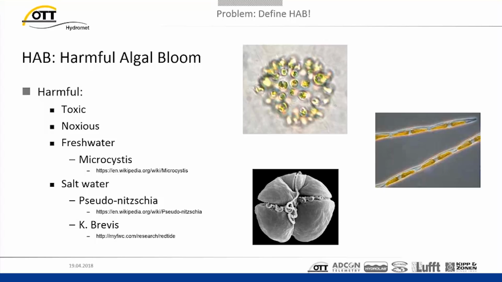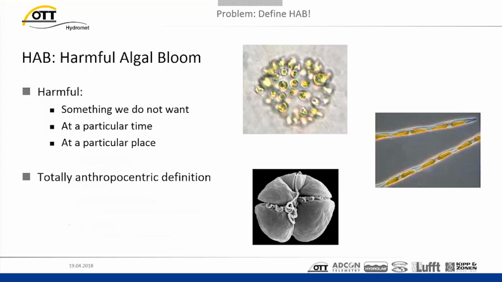So harmful is something that, in the end, it's really us defining what that is. It's something that we do not want, and we don't want it at a particular place and at a particular time, which means it's really totally a human-made definition. What is a harmful algal bloom is dependent on the beholder, not intrinsic to the bloom itself.